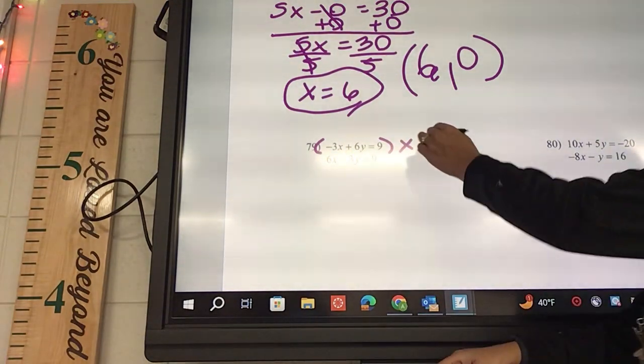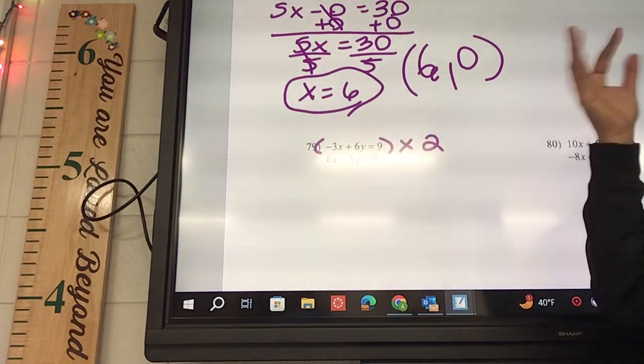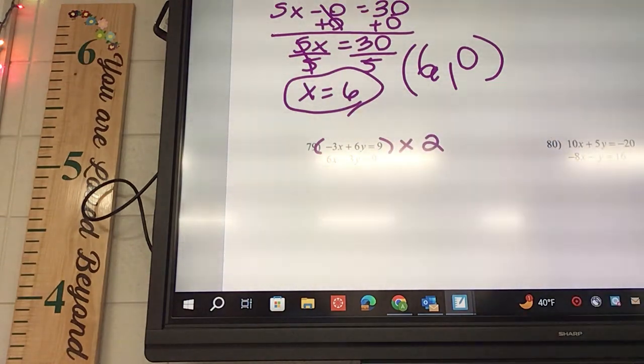2, okay? And so this is all I want you to do on your side too. You don't have to go any further, because if you can get that part, everything is the same as the addition one.